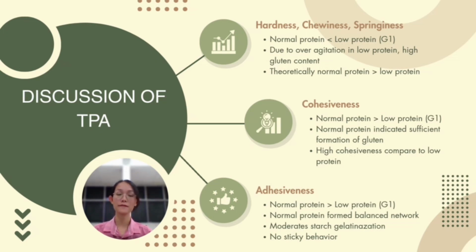However, the cohesiveness and adhesiveness of the normal protein muffin are higher than the low protein muffin, which obeys the theory. Normal protein indicated sufficient formation of gluten, leading to a stronger and hard fracture crown. Hence, the muffin has a high cohesiveness. Normal protein flour forms a balanced network where gluten moderates starch gelatinization, hence no sticky behavior. Low protein systems lack the starch gelatinization control, leading to an overly cohesive starch gel that feels sticky.